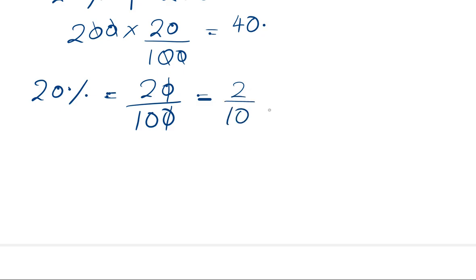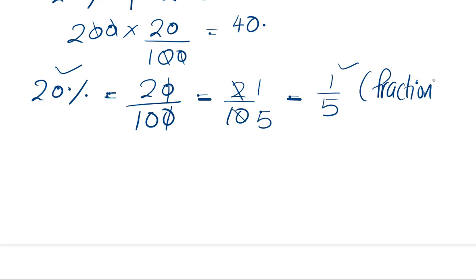Again, we can see that both numerator and denominator are divisible by 5. So 1 times 2 is 2 and 5 times 2 is 10. So this is equal to 1 over 5. So 20 percent is equivalent to 1 over 5. So this is the fraction. Then how can we convert this fraction into a decimal?